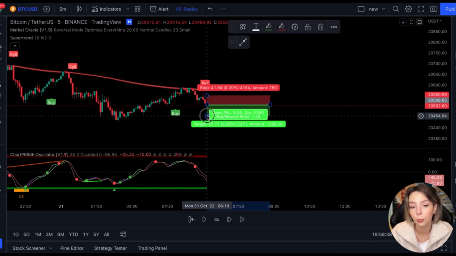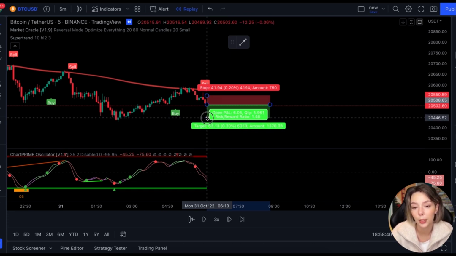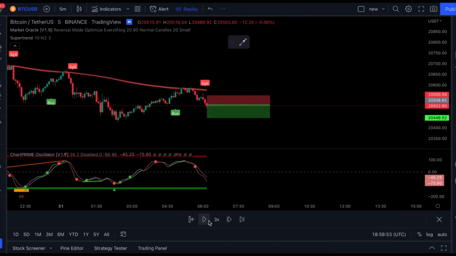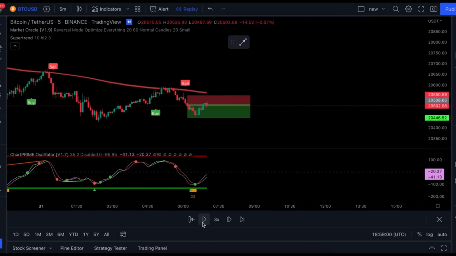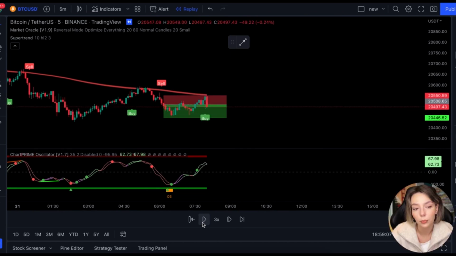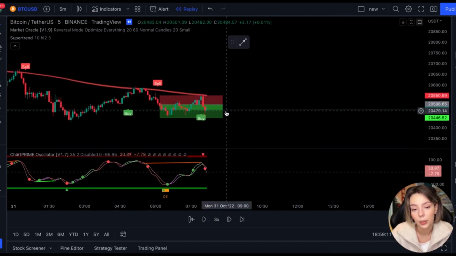Profit is 1.5 more, we can bet 1.48. Let's see if the deal works or not. The deal went stop loss.